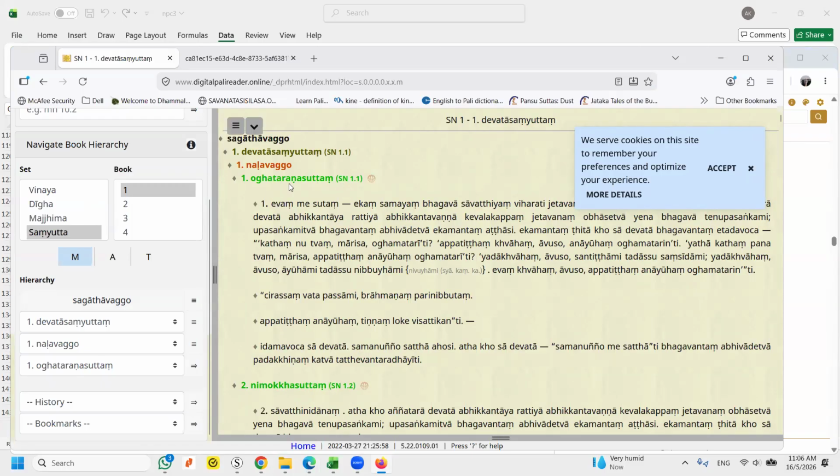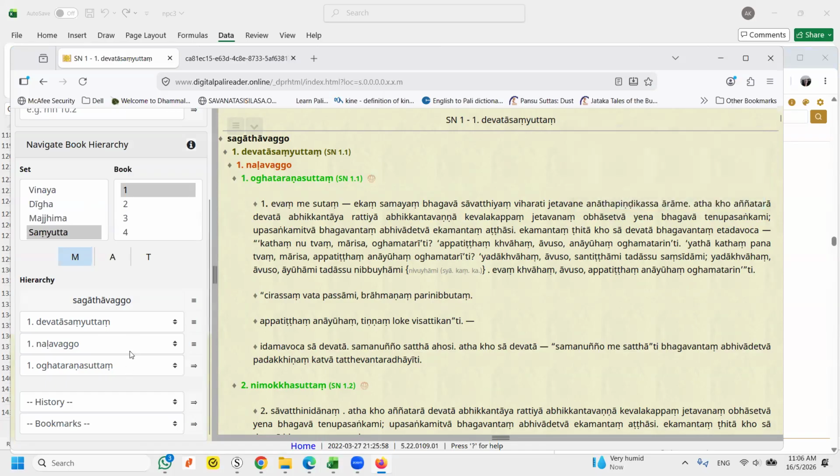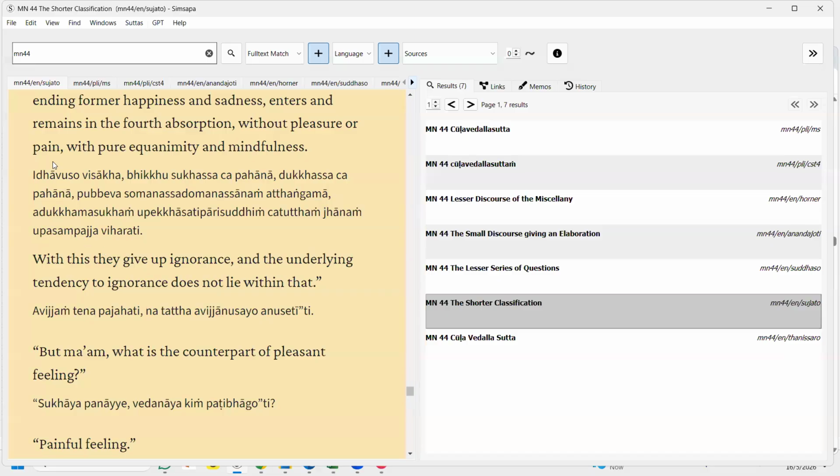This one. Can you see? This is Crossing the Flood. This is Nala Vagga. And then this one. Okay, so no English. This is purely Pali. If you want real Pali, this one. For English, this is Simsapa.